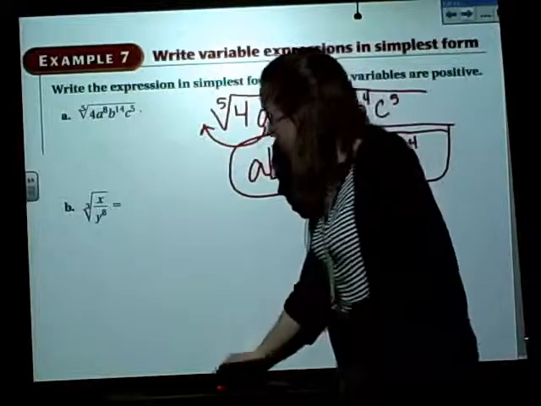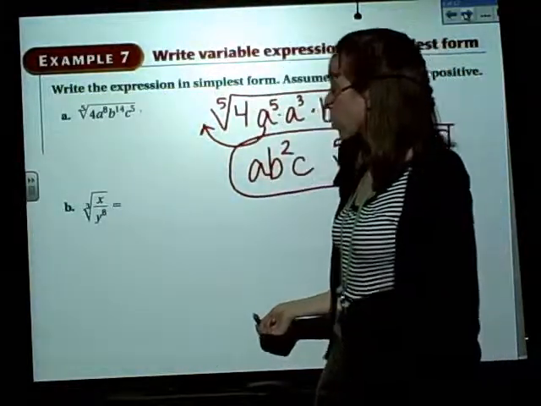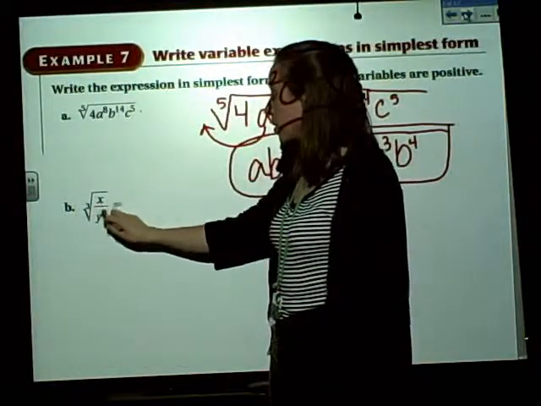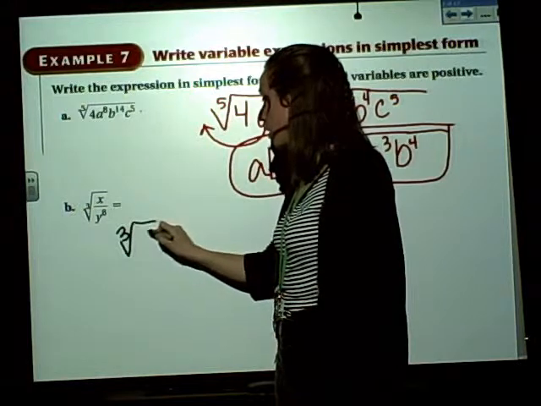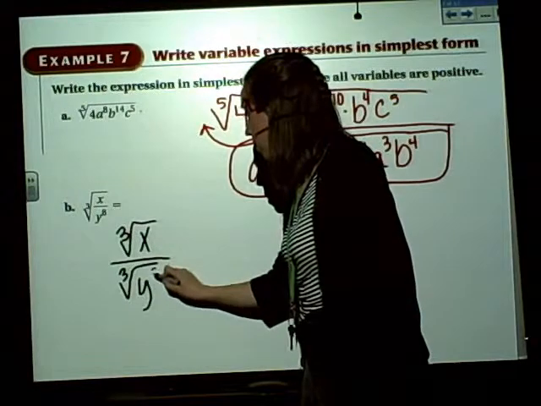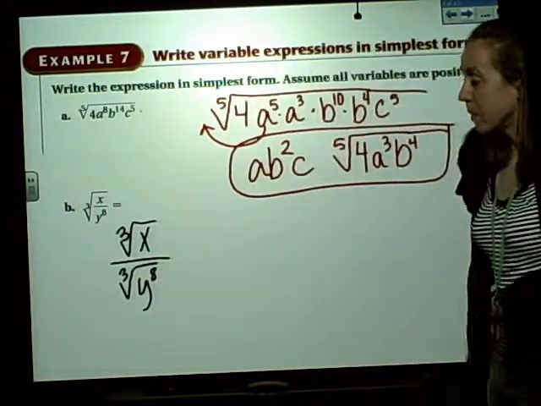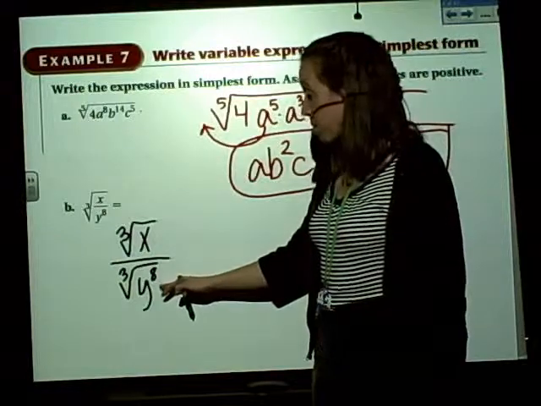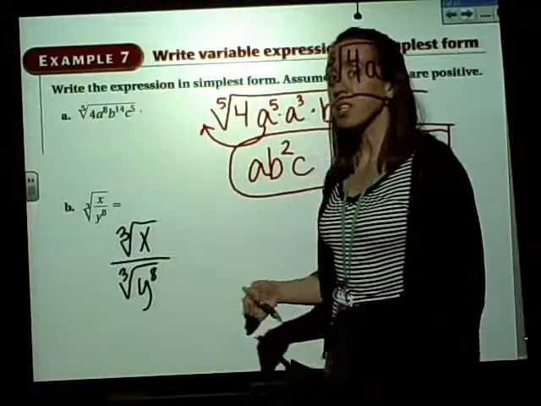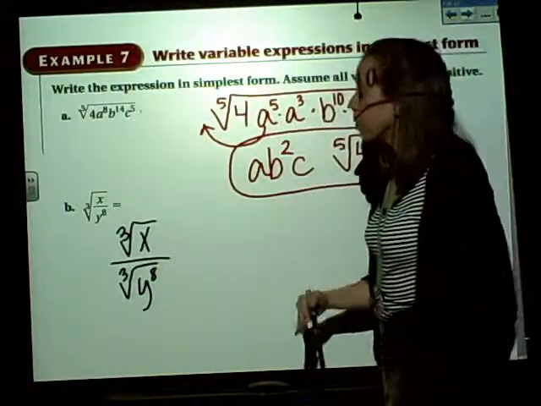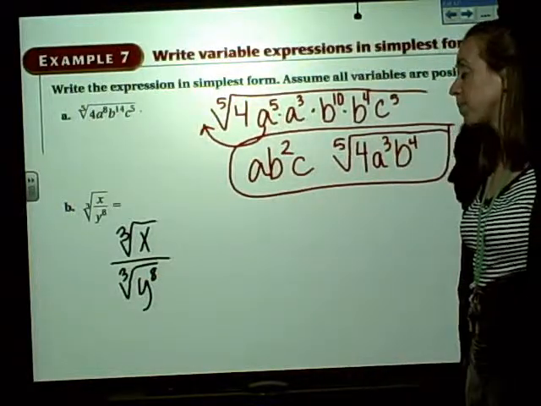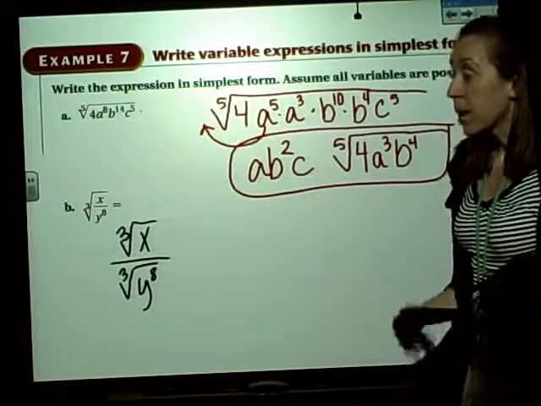Now the bottom one here, what I would do is I would use my product rule. My quotient rule. I'm going to take the cube root of the top divided by the cube root of the bottom. Now, here's the problem. If I try to simplify this like I did the top one, I'm still going to have a radical on the bottom. So we want to use that idea of multiplying by something to make this a perfect cube to get rid of that radical. It's a little different with the exponents.